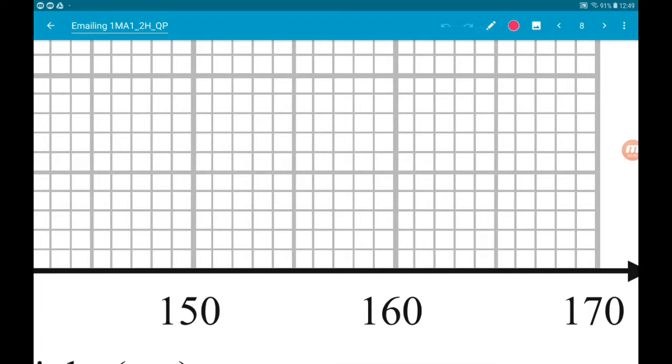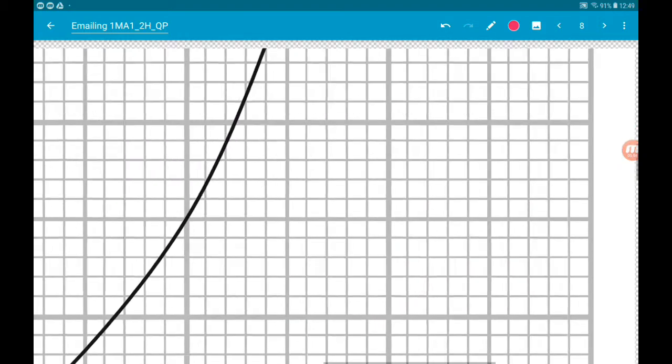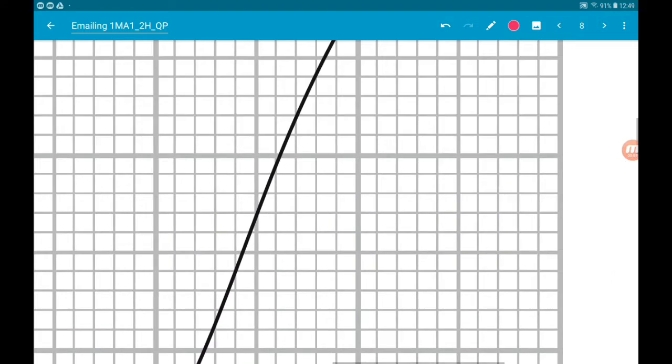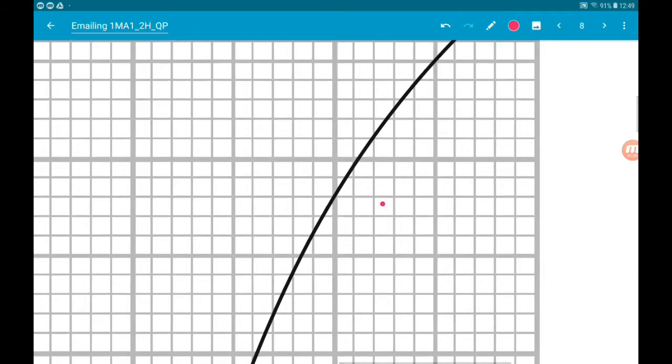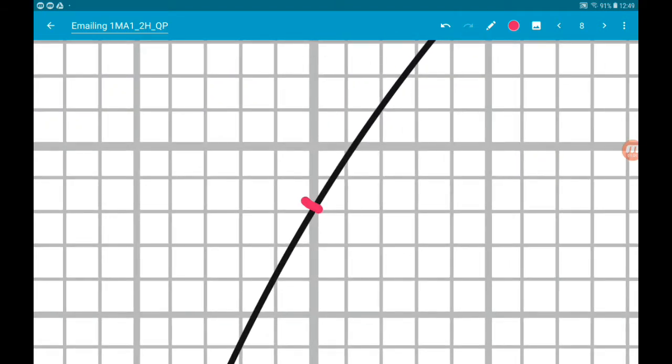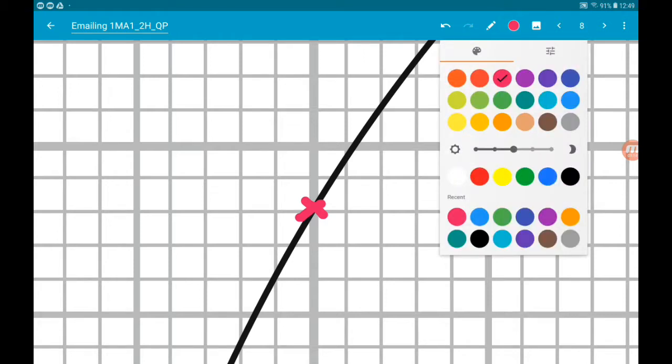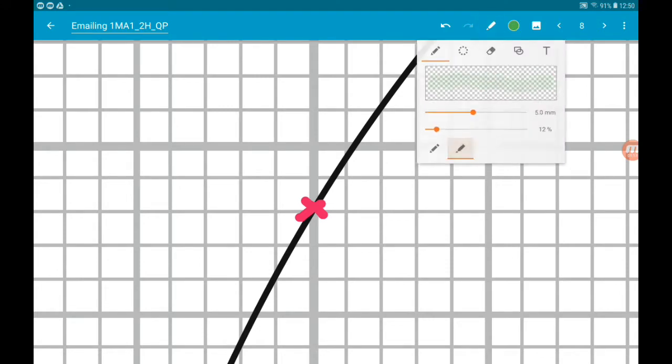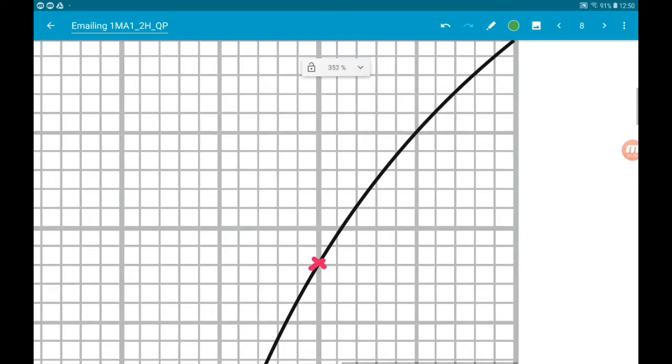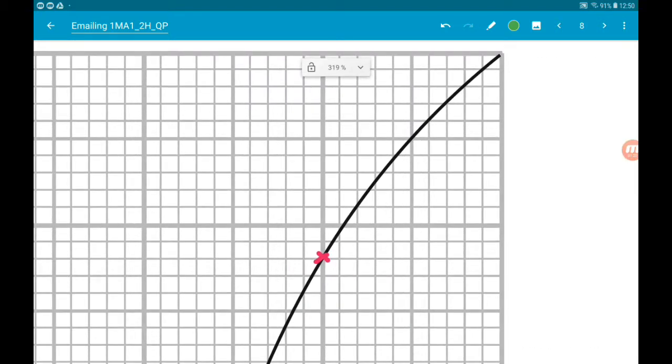which is here. Go up until we hit the curve. So you can, if you want, draw a line up to the curve. Now we hit it there. So anyone to the left of this has a height less than 160. Anyone to the right has a height greater. So we want the people that are on this part of the graph.